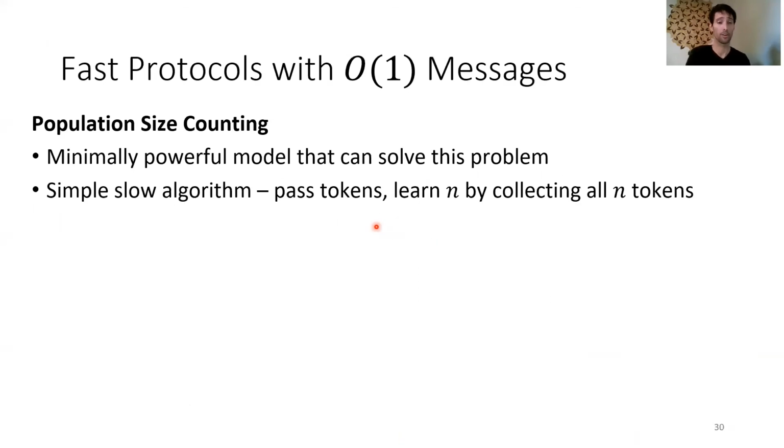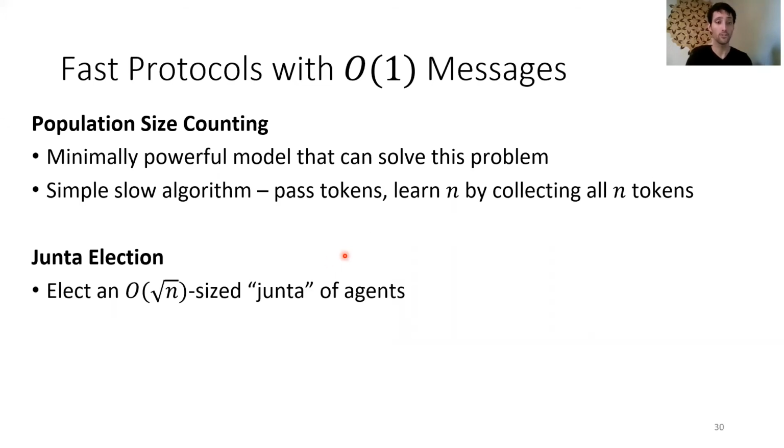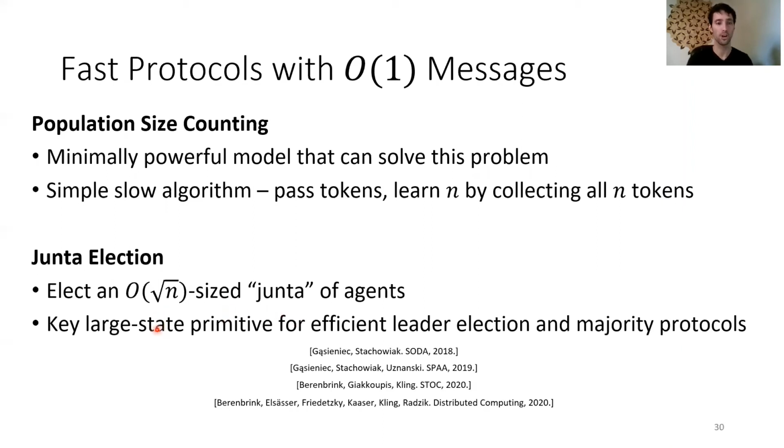Now, the next protocol we consider is the protocol for Junta election. And the Junta election problem is to elect not a single leader, but a sublinear, so O of square root of n size junta of agents. And achieving Junta election has been shown to be the key large state primitive for efficient leader election and majority protocols. So they need a large number of states to get a junta, but once you have a junta, there's standard methods for using the junta to run a phase clock and then get other protocols to run fast.